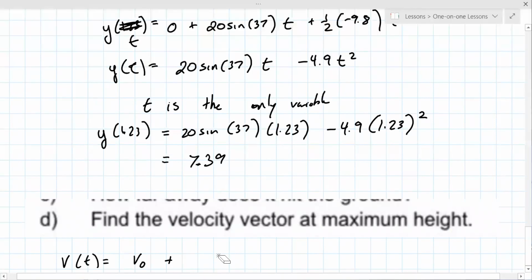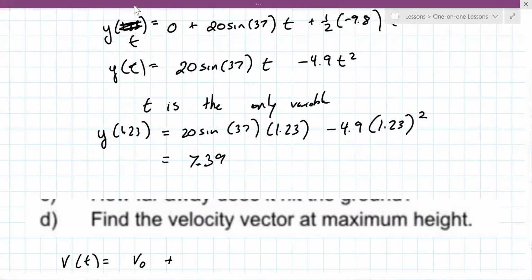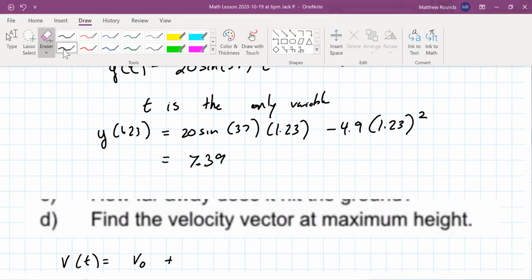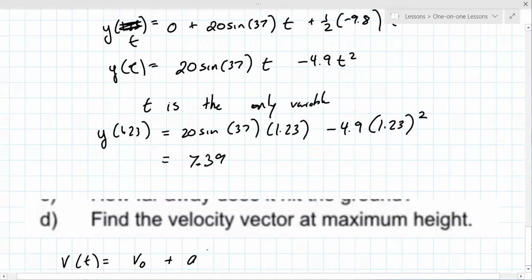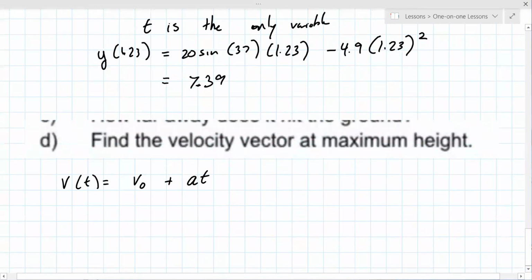Is it v equals v naught plus one-half a t? It's just a t. Okay. Hopefully you've seen that. I think I have. Yes. Okay. Now there are some things that happen here.